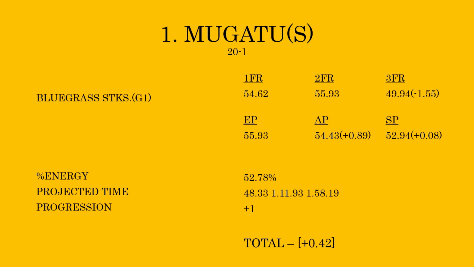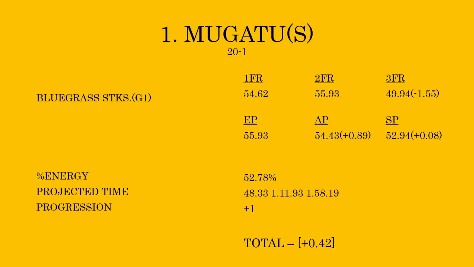So we'll look at the Bluegrass, and we'll see that Mugatu, although he's a late runner, his first couple of fractions were pretty quick. He made a big move at the 6 furlong mark, and consequently he flattened out with a 49.94, which is below average. You see that in parentheses there, minus 1.55. You see the average and sustained pace are about average.